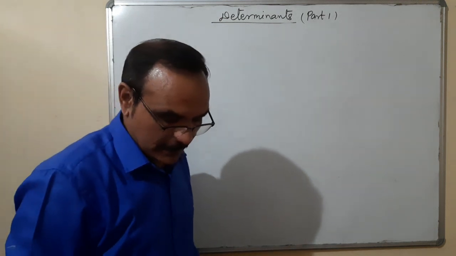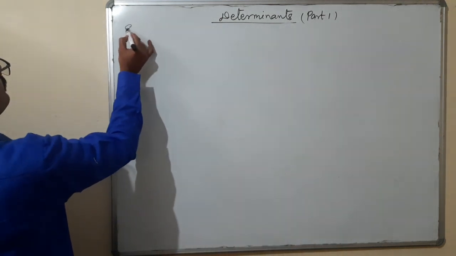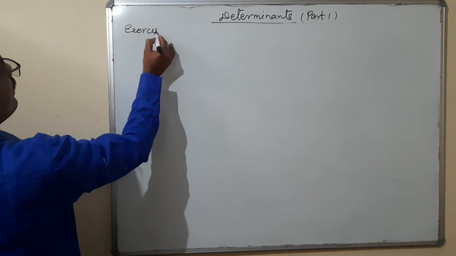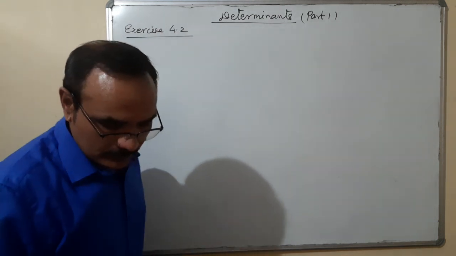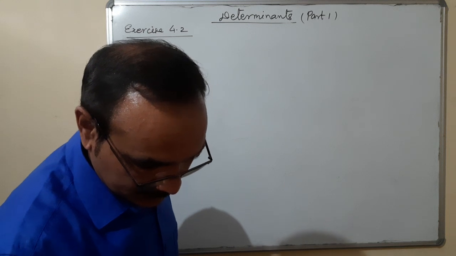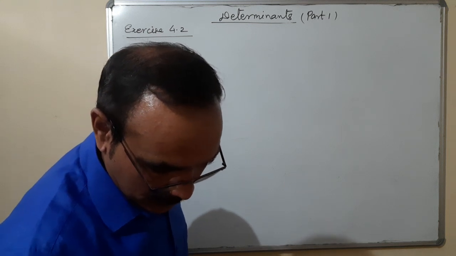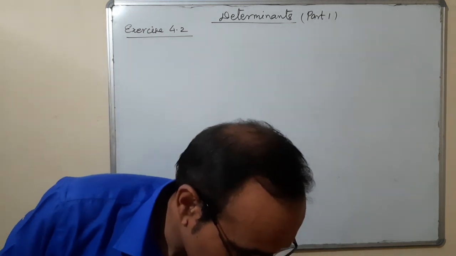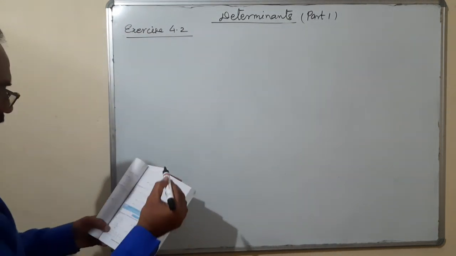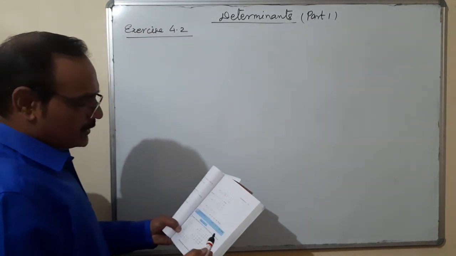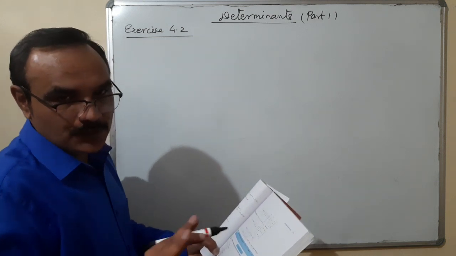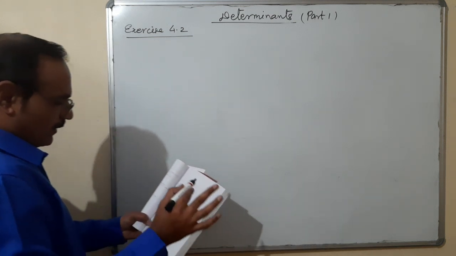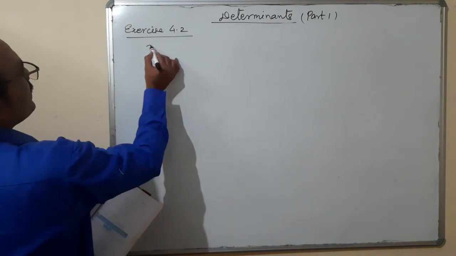Some questions I am selecting from exercise 4.2. Question number, any numeric term. Suppose I want to take a numeric term. The question is using the properties of determinants. The question is given directly, the instructions are there: using the properties of determinants. Okay. Third question I am taking.